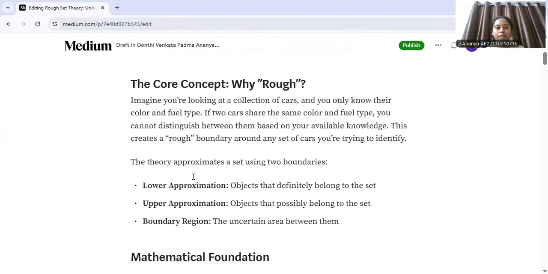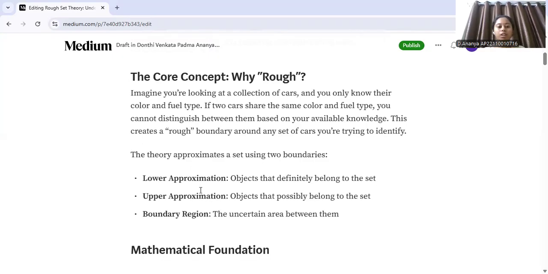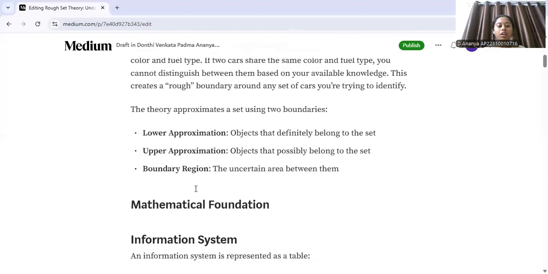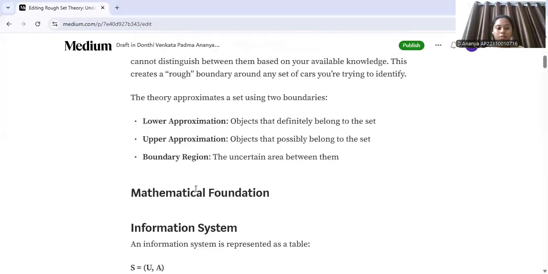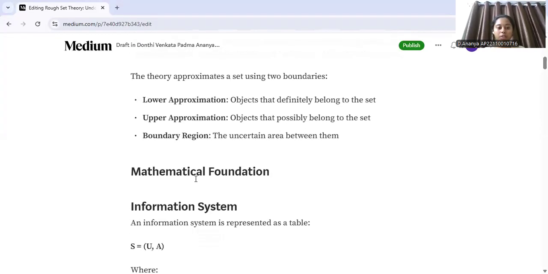The core concept: why rough? Imagine you are looking at cars and you only know the color and fuel type. Different car models exist, but by knowing only two attributes, we cannot say that they are the same. That is where rough comes into play. Rough set theory approximates a set using two very important boundaries: lower approximation and upper approximation, and using them we get the boundary region.